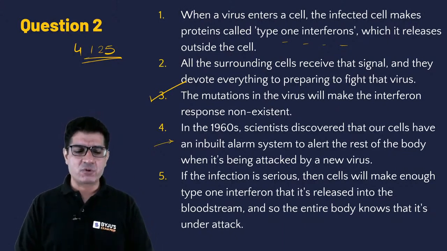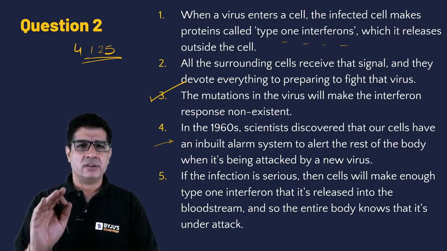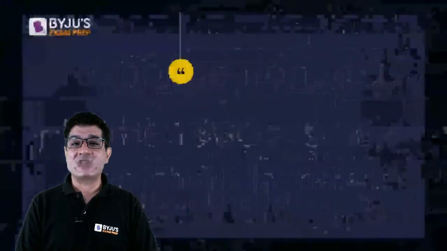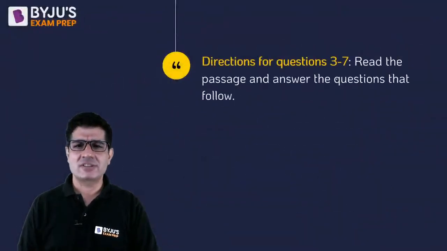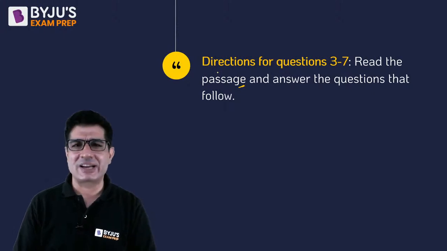So now that we have gone ahead and warmed up with the help of our VA questions, let's get ready to take on our passage. So 3 to 7, read the passage and answer the questions that follow. I really love this about RCs.